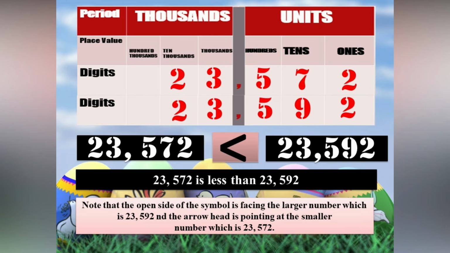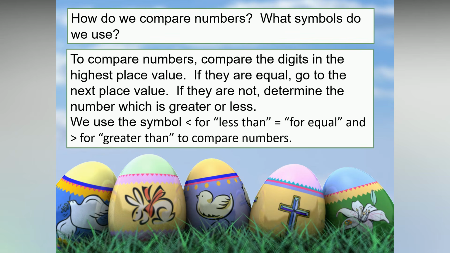23,592. Note that the open side of the symbol is facing the larger number, which is 23,592, and the arrowhead is pointing at the smaller number, which is 23,572. Therefore, 23,572 is less than 23,592.